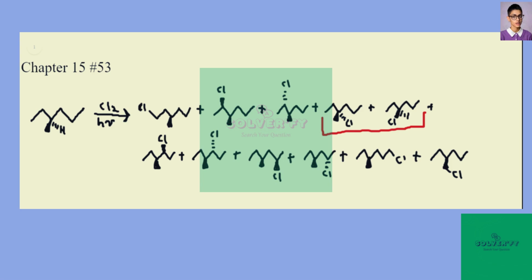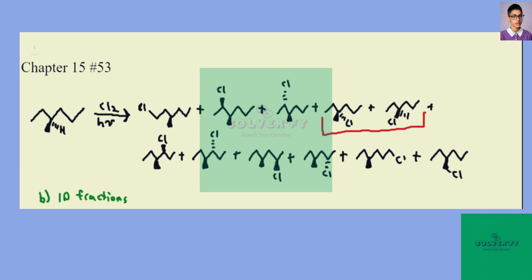Remember, you can't really separate enantiomers, certainly not by fractional distillation. And so the other 9 products will each be in their own fraction. So that gives us a total of 10 fractions for part B here. So 10 fractions if we were to use fractional distillation.